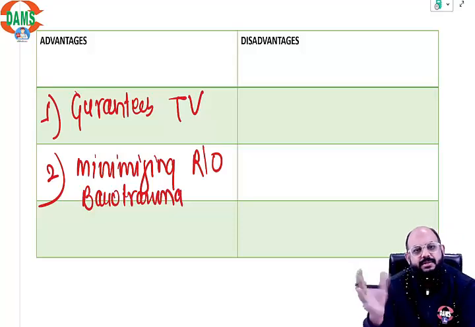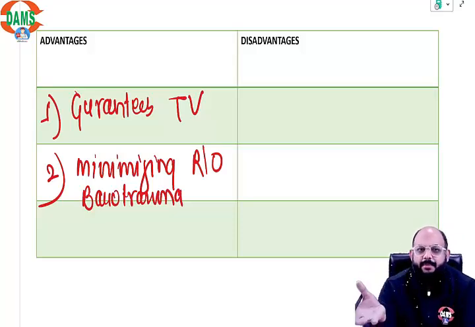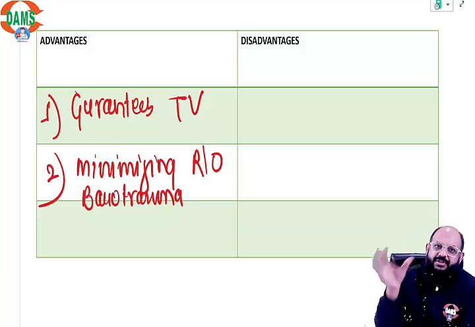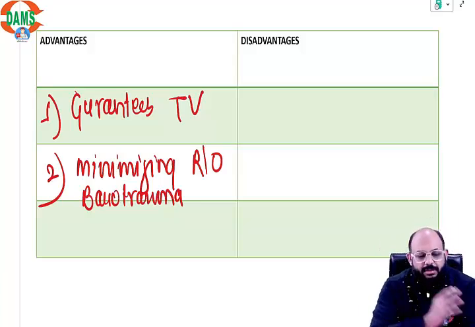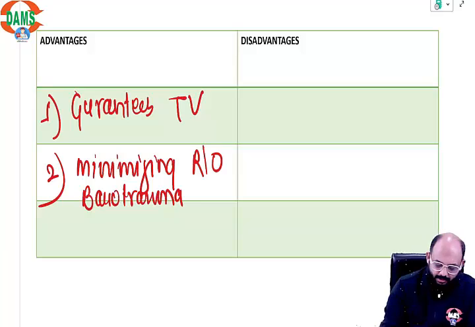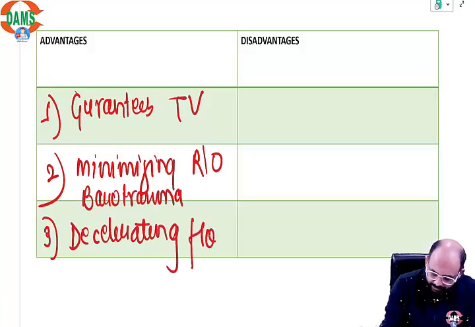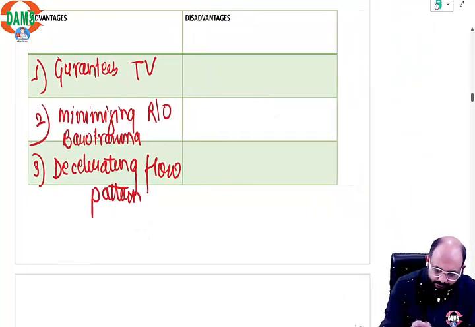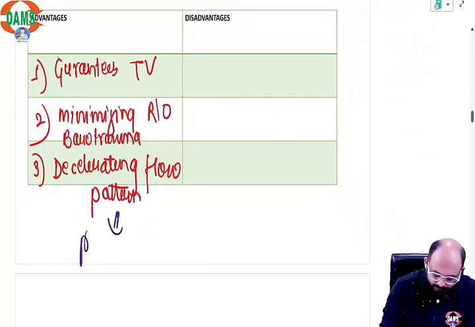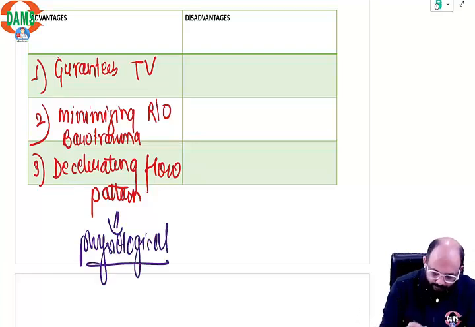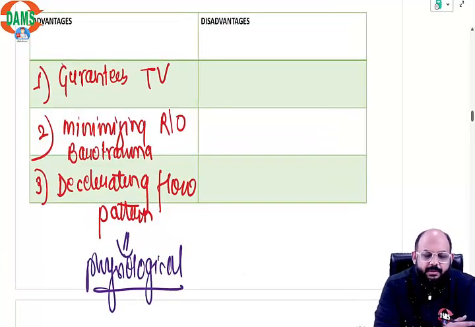Even if the respiratory compliance keeps changing, the pressure that is being given by the ventilator will also keep on changing. Okay, and decelerating flow pattern. And we know decelerating flow pattern is more physiological, so it improves oxygenation.